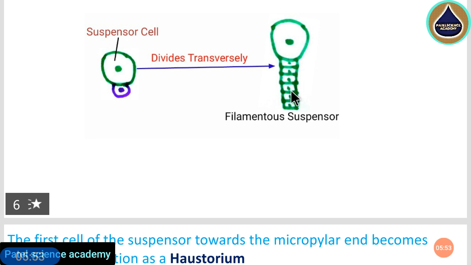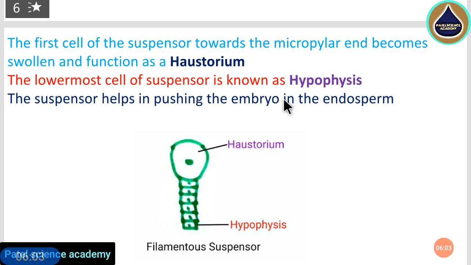this cell and this cell, what the terms are. Together, this larger and smaller cell is called the filamentous suspensor. Then what happens with this filamentous suspensor, and what are the terms we use for it?